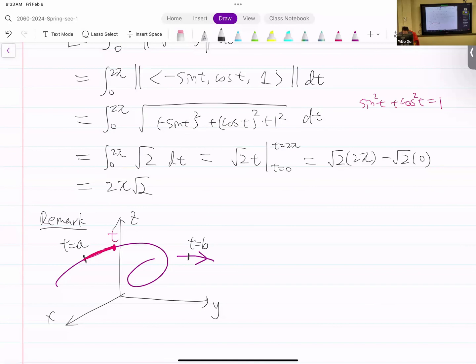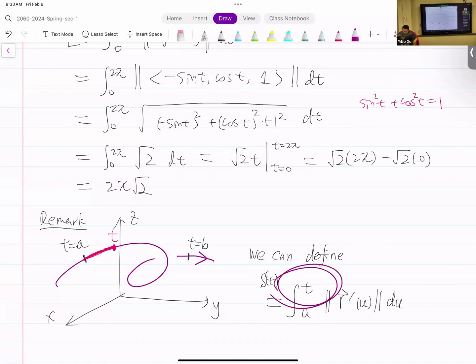So we can define what we call an arc length function, little s of t, which equals the integral from a to t accumulating our r prime. So now here we're using t already, so we're going to use another letter in the integral. Okay? So it's now the magnitude of r prime of u du. So you notice that here the upper limit of the integral is now some variable t.